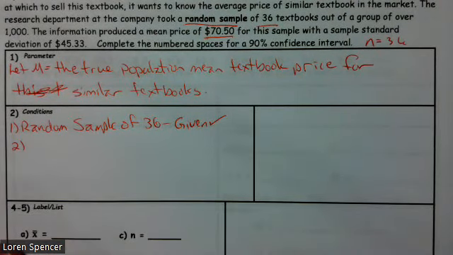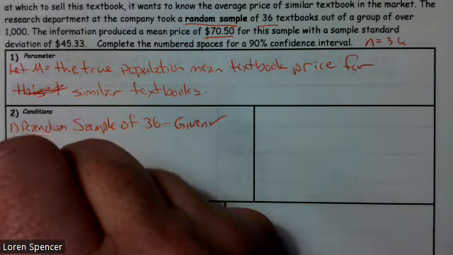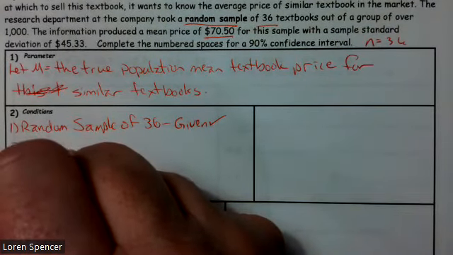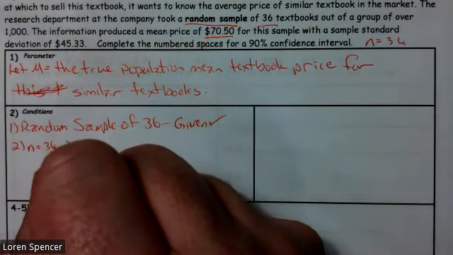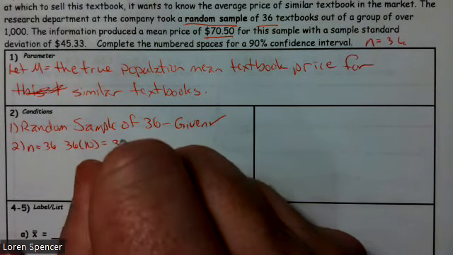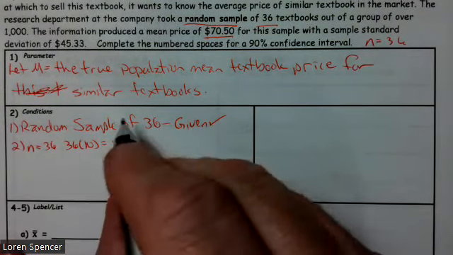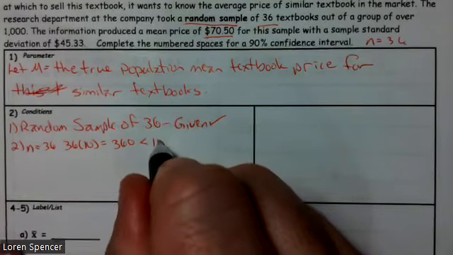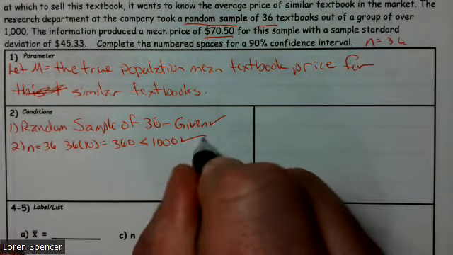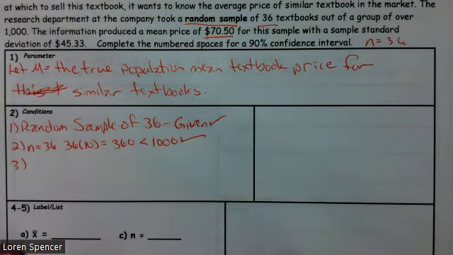We need to check the N is less than 10%. We do that by going N equals 36. We take that 36 and multiply it by 10. And it's always by 10. We find out it's 360. And that happens to be less than the population size of 1,000. So we're good to go there.